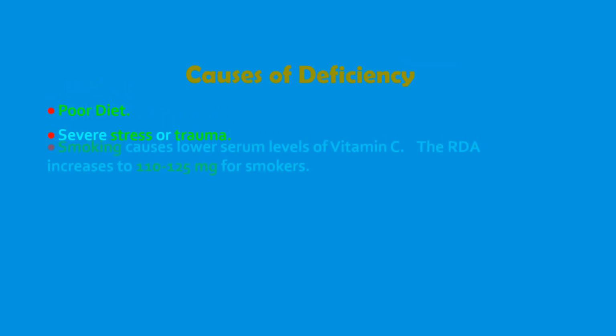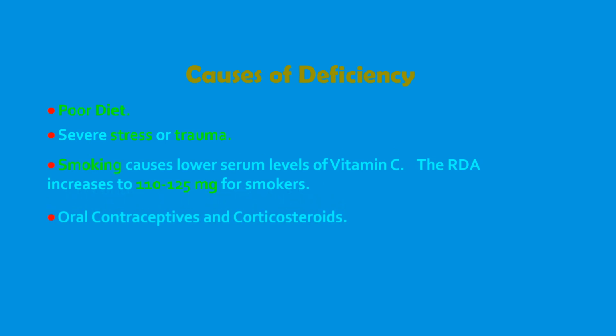So when are we likely to have deficiencies of vitamin C? One, of course, is poor diet. Vitamin C is a water-soluble vitamin, and we have seen with water-soluble vitamins, if you don't consume the vitamin, we can likely have deficiencies within a matter of weeks or days. So a poor diet that is low in foods rich in vitamin C is likely to cause deficiencies.